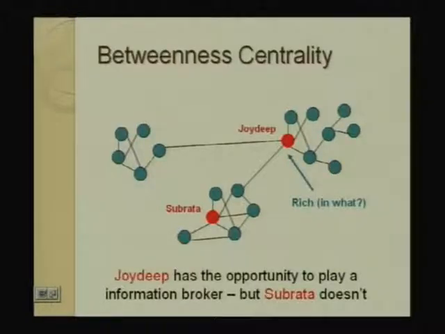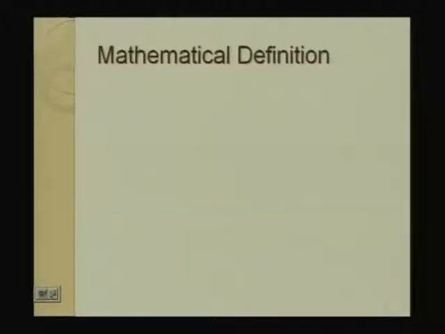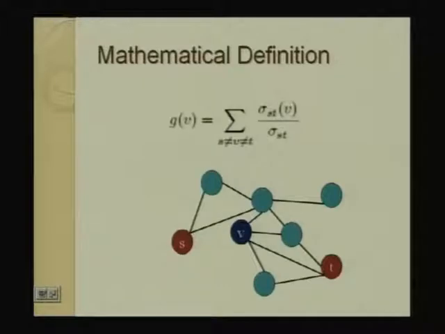So, we will go to the mathematics of it. It's again very simple. Suppose you want to measure the betweenness centrality of the node V. V is here. The basic concept is to take all pairs of nodes other than V in this network. I have shown you one example, S and T. It could be this and this also, whatever.